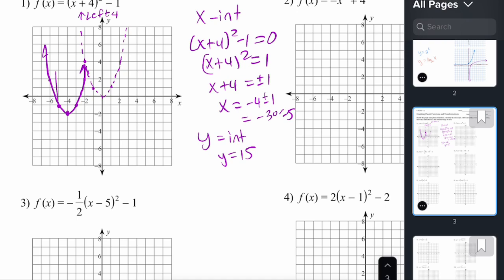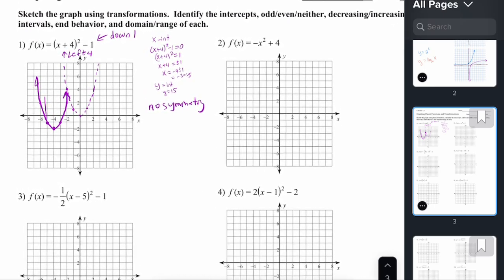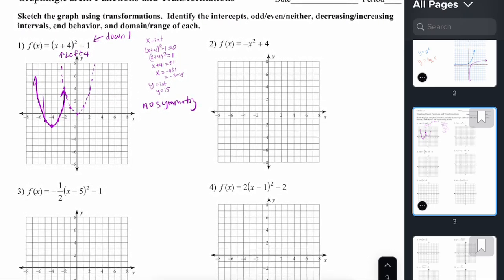Next, let's talk about, is it even or odd? Most of these are not going to have much symmetry, because if you move them away from the y-axis, you've messed up y-axis symmetry. If you've moved it away from the origin, you've messed up origin symmetry. So there's no symmetry. It's not even or odd or anything exciting.